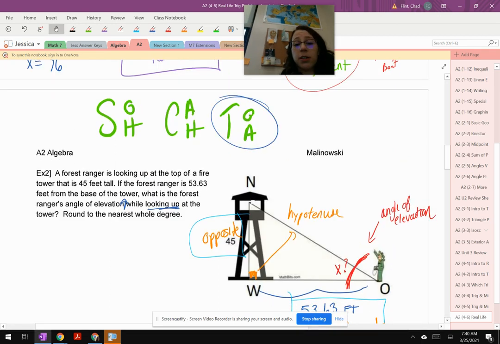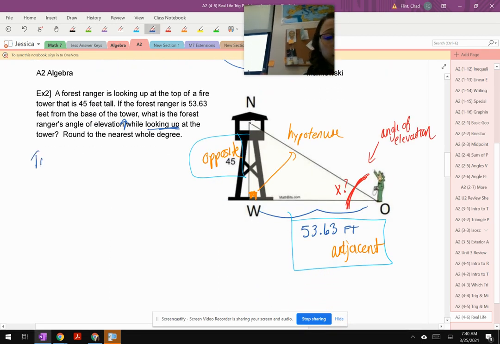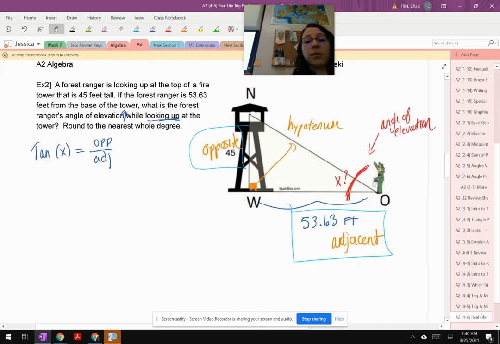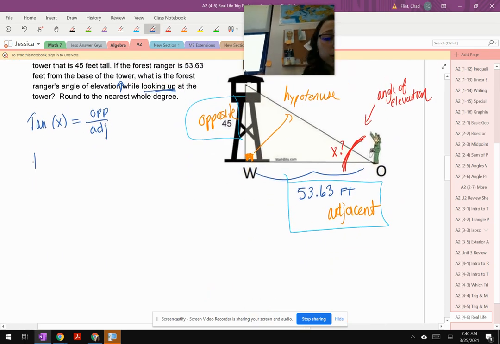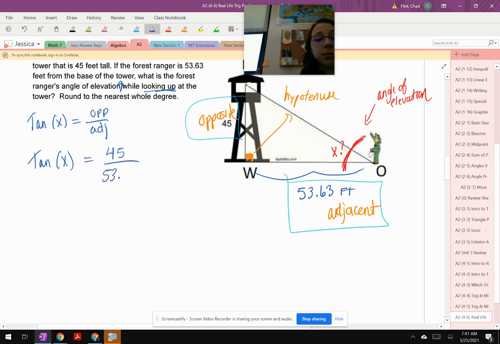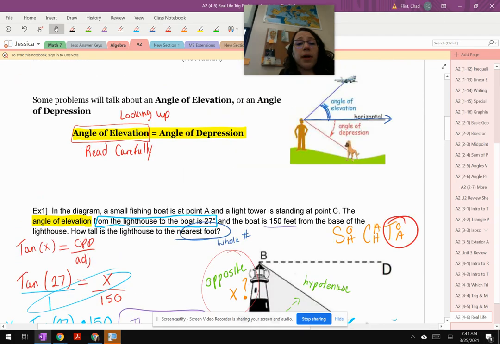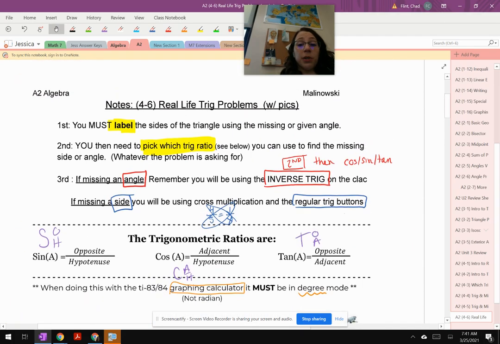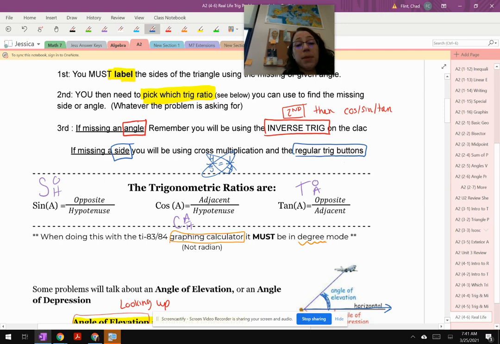That would be tangent. So the tangent of x degrees is equal to opposite over adjacent, as per my acronym. So tangent of angle x, that's still what I'm missing this time. I'm looking for that angle. The opposite side is 45, and the adjacent side is the 53.63. So going back to my steps from up here, we decided what trig ratio, and so we're missing an angle. So we're going to need to use that inverse trig button on our calculator to find out what that angle is.